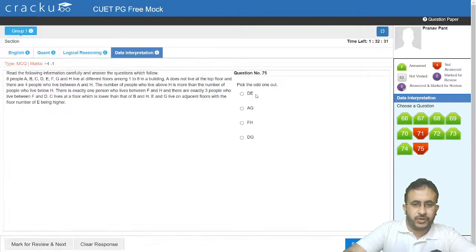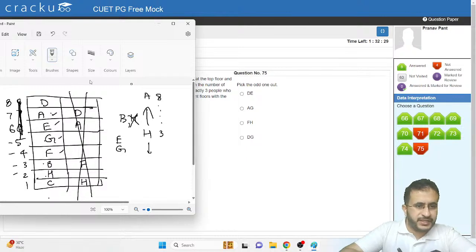And then pick the odd one out. So DE is 8, 6. Then we have AG is 7, 5. FH is 4, 2. So the last one should be the odd one out. DG is 8 and 5.